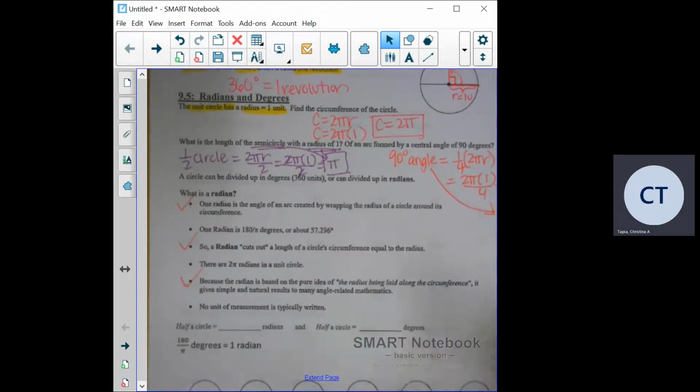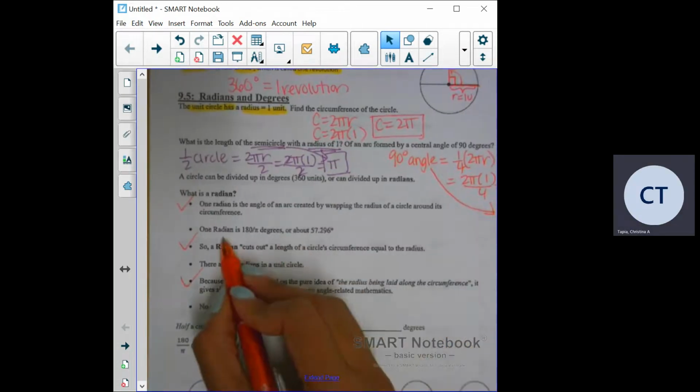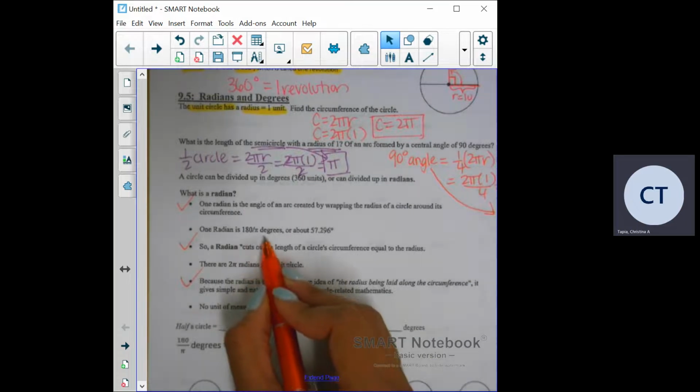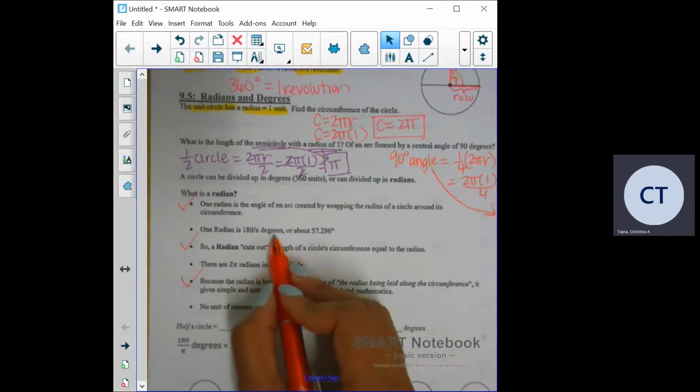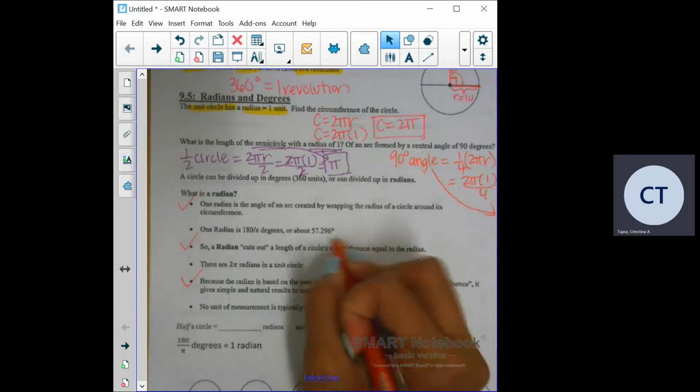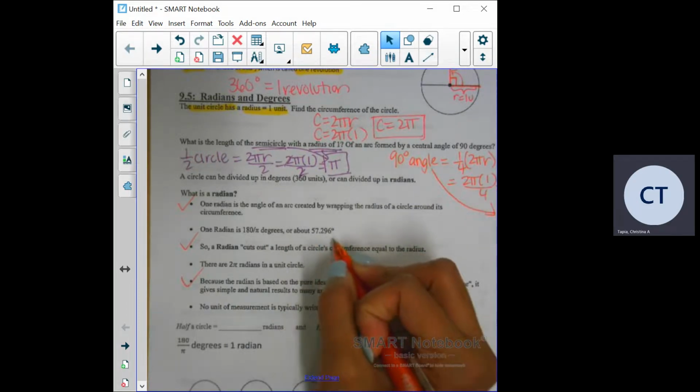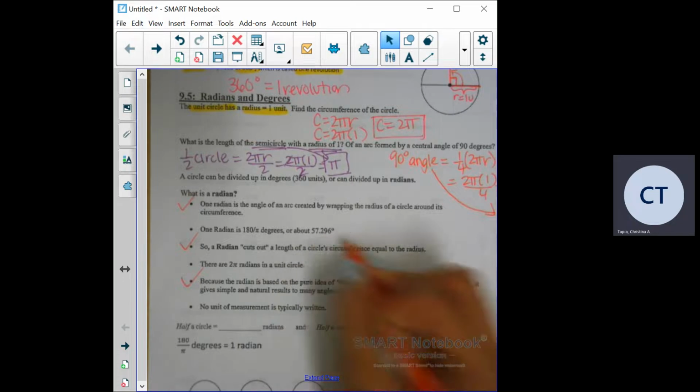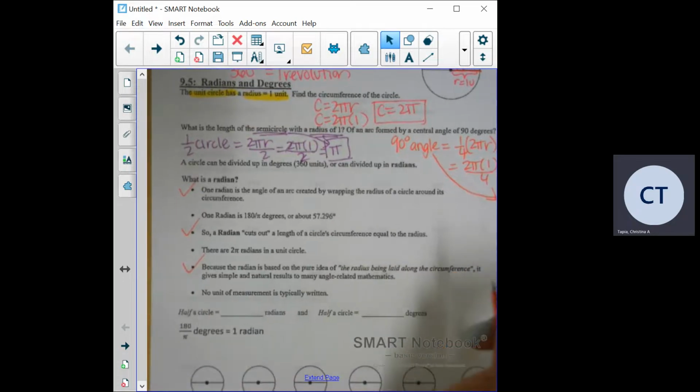There's a couple other things that I'm going to mention. 1 radian is equal to 180 over pi degrees. I'm going to actually give you something easier to memorize instead of this. It's about 57.2 degrees. I don't give you guys anything that needs that 57.2, so don't stress about it.